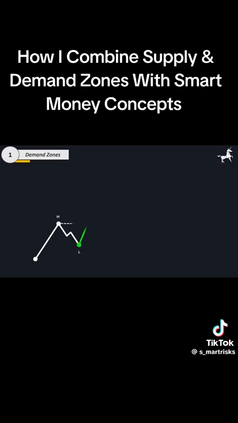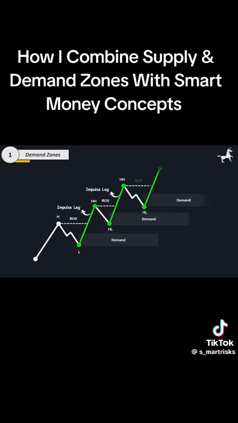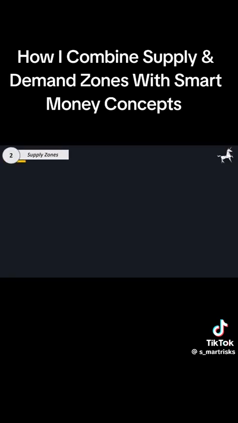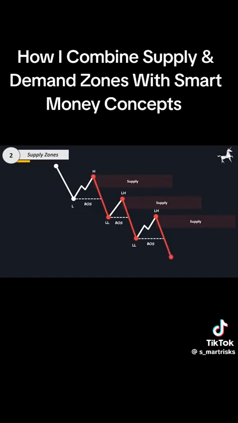In a bullish scenario, every time price breaks a high to the upside, it creates an unmitigated demand area tied to the impulse leg. Similarly, in a bearish trend, whenever price breaks a major low to the downside, it forms an unmitigated supply area.